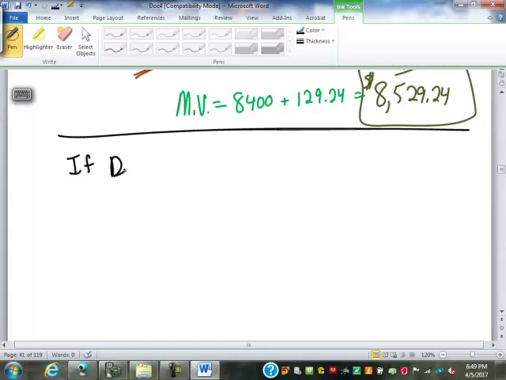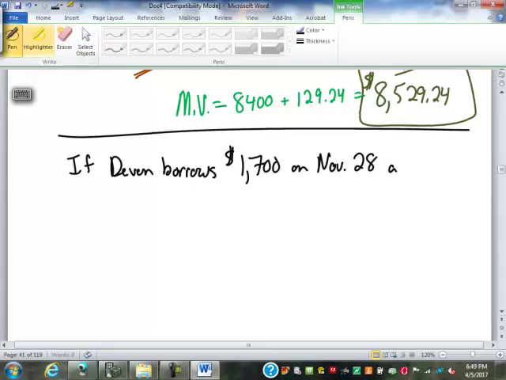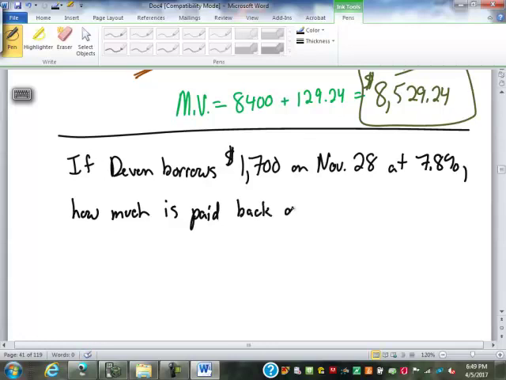If Devin borrows $1,700 on November 28th, at 7.8%. How much is paid back on March 4th?